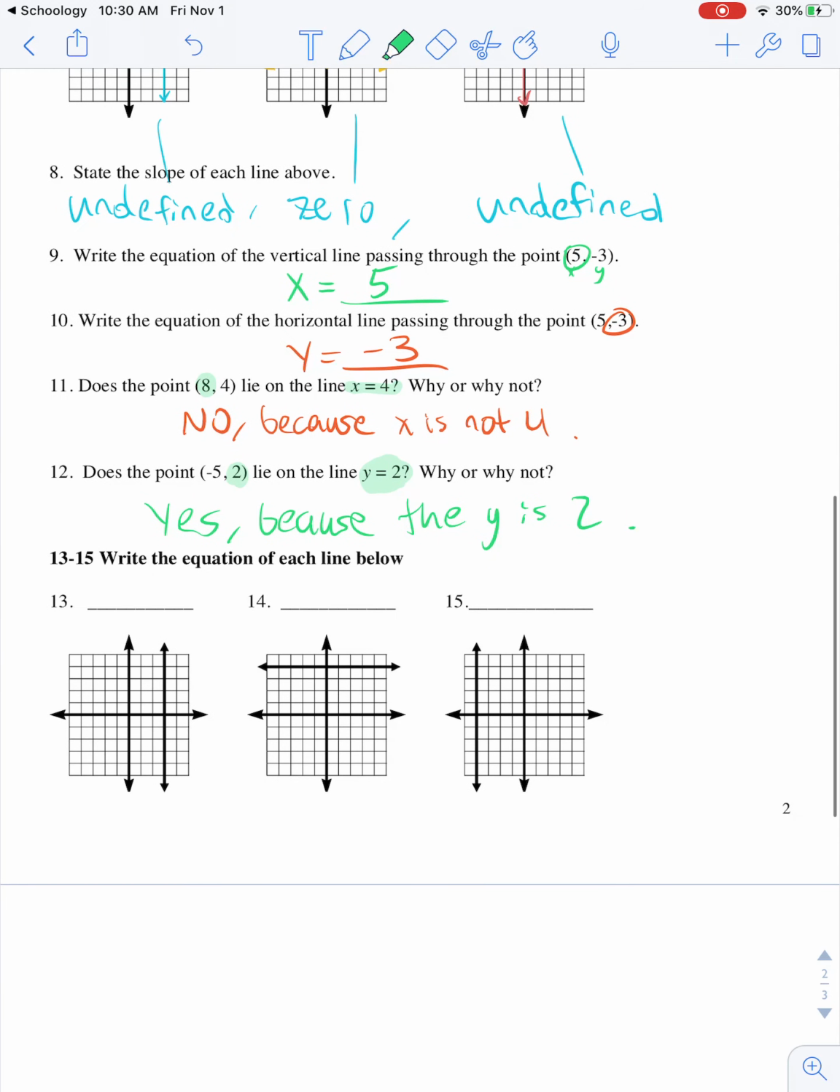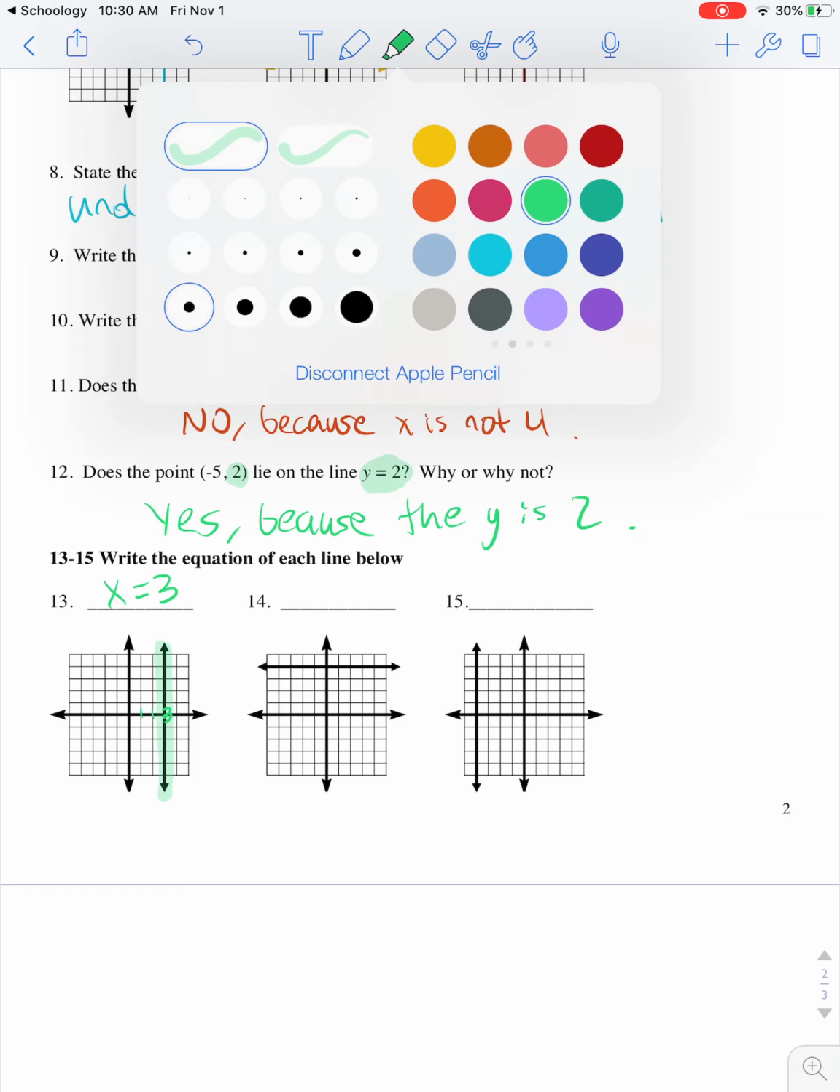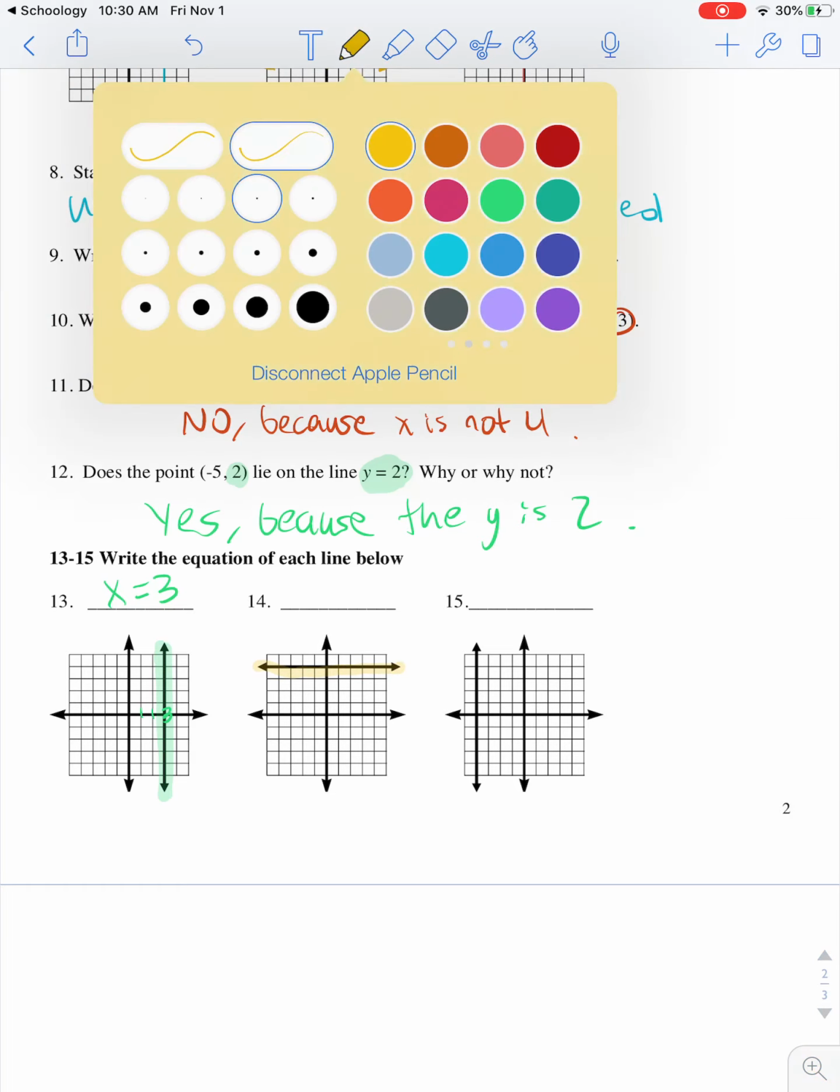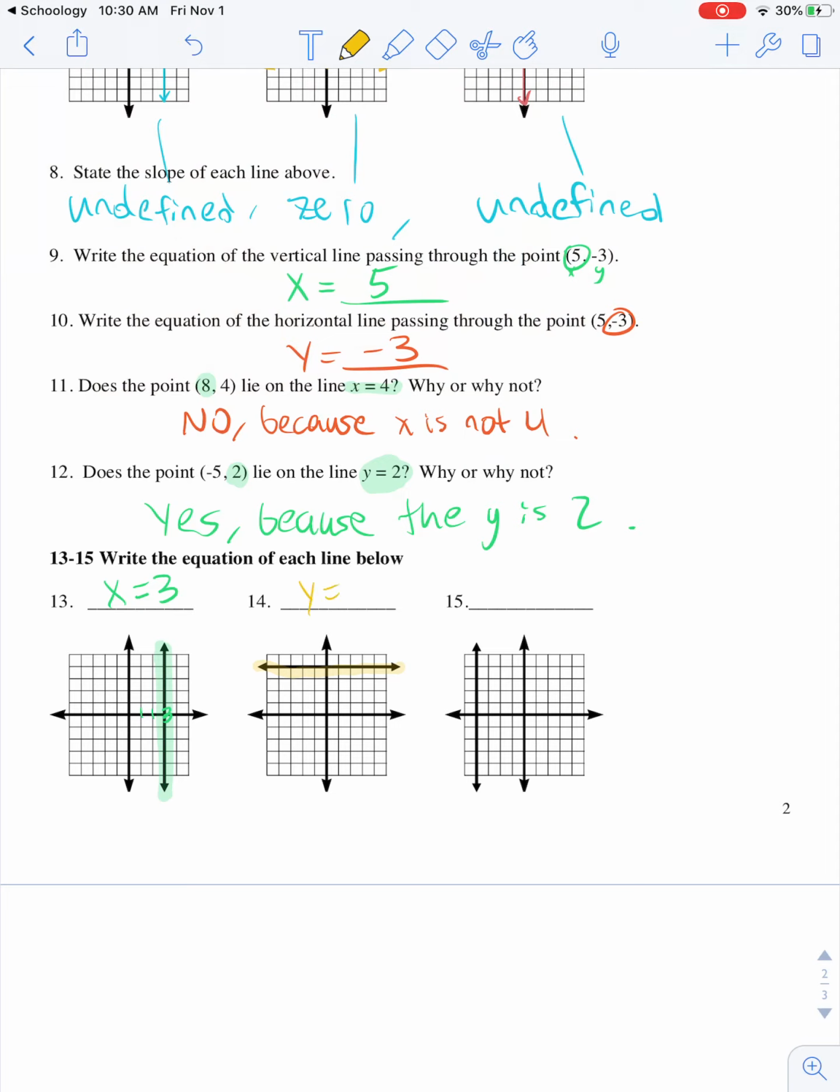13 through 15, we're just writing equations. This is a vertical line, meaning an x equals line, and the x is 1, 2, 3. It's at 3, so x equals 3. This next one, it's a horizontal line, so y equals, and it's at 1, 2, 3, 4 on the y-axis, so y equals 4.